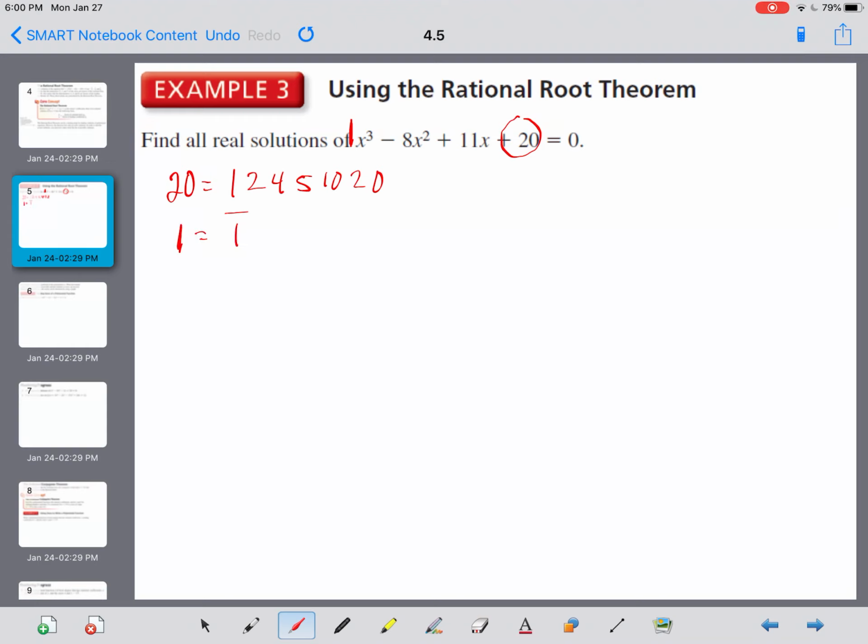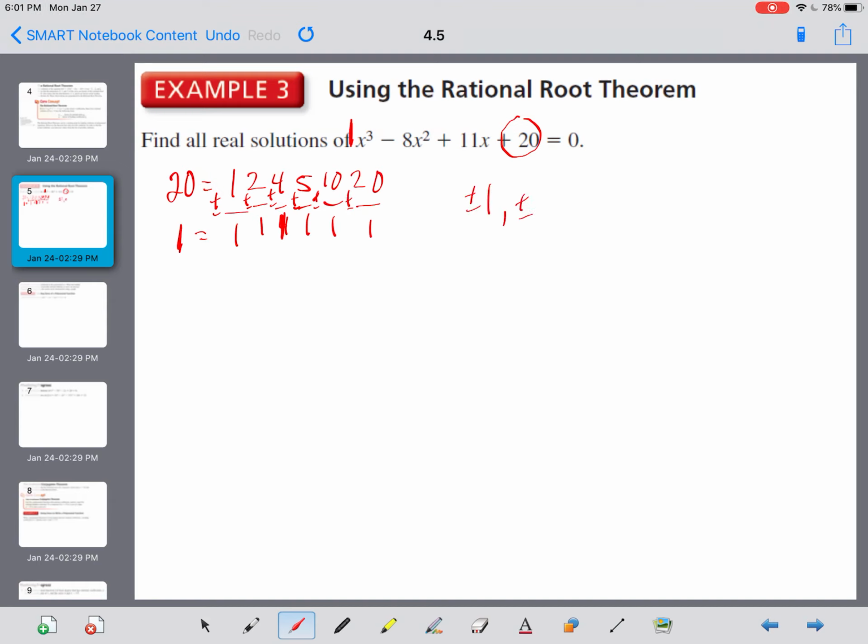So you get 1 divided by 1, 2 divided by 1, 4 divided by 1, 5 divided by 1, 10 divided by 1, 20 divided by 1. And these are all plus or minus every choice. Which means that our choices are plus or minus 1, plus or minus 2, plus or minus 4, plus or minus 5, plus or minus 10, and plus or minus 20.